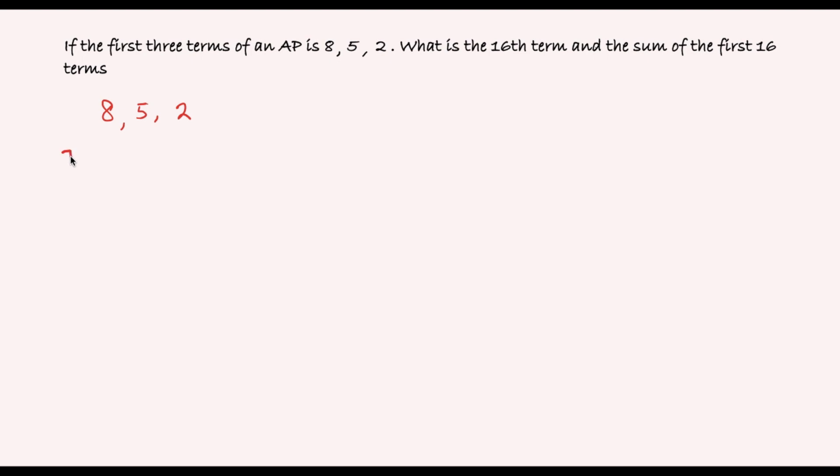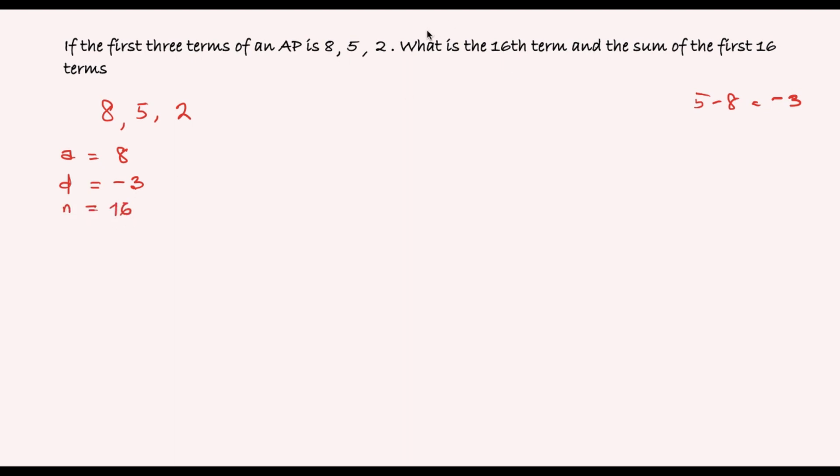We know our first term, a, is equal to 8, and we know that our common difference is 5 minus 8, which is equal to minus 3, which is the second term minus the first term. So d equals minus 3. Now, we know that n is 16 because we have been requested to find the 16th term.